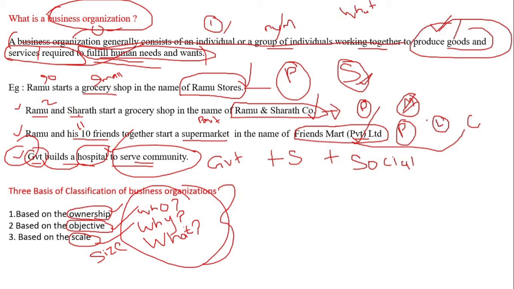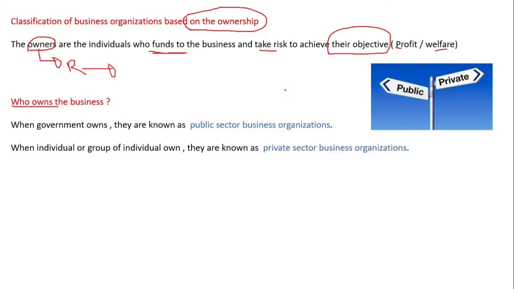So, Ramu and Store is a business organization. Who is the owner? Ramu is the owner. What is the objective of Ramu? Making profit. The owner is the person who gives resources to the business, who gives funds to the business, to achieve the objective.